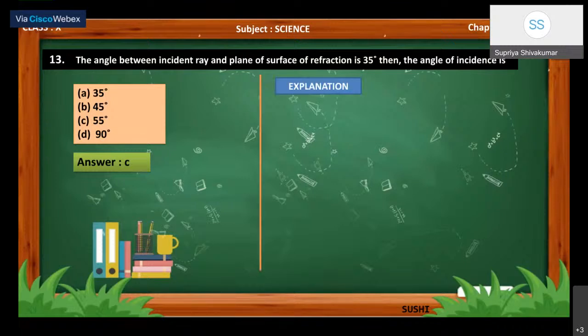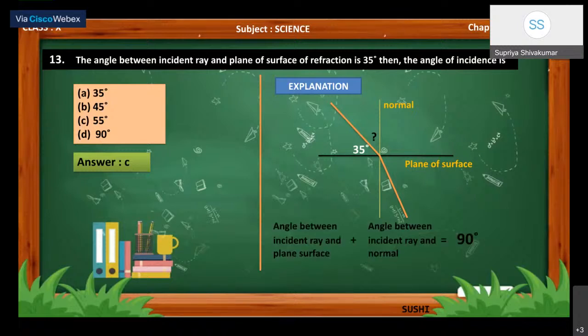So explanation ili right side bartha ide nodi. So 35 degree hakidini. So we need to find the angle between the incident ray and the normal where I have put the question mark. So here calculate madabu averdu 90 degree irbeku. Minus yes. 35 madbeku ma'am. Yes. Very good. So 90 minus 35 is 55 degree. I hope ee question artha agide.